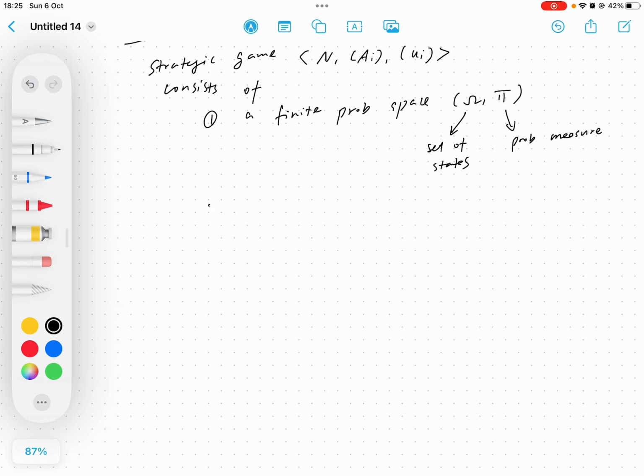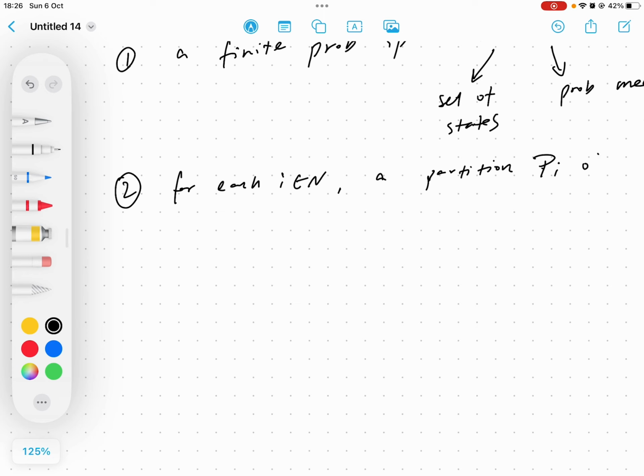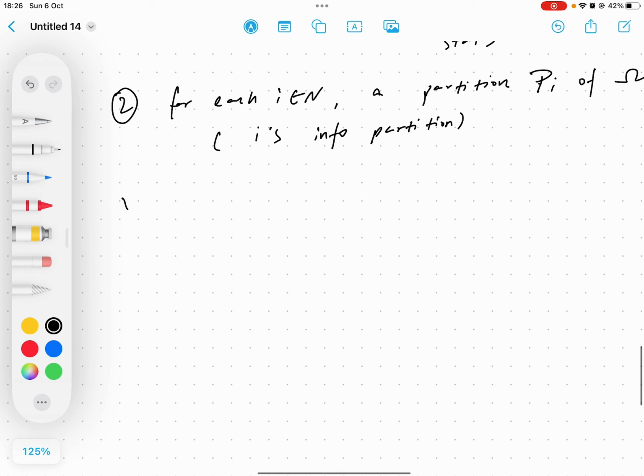All right, and second, it has some other ingredients. For each player I, a partition, script P. This looks like the power set, right? But it's not the power set, it's a partition of omega. This will be I's information partition. We are following strictly the definition in the textbook of Osborne and Rubinstein.